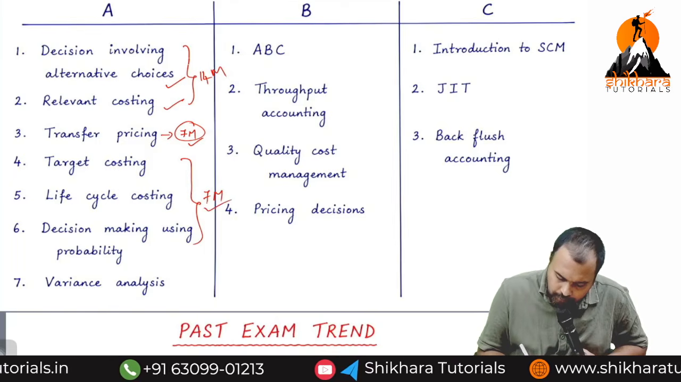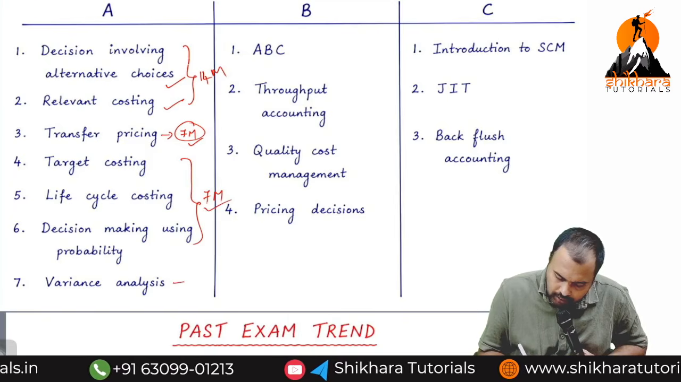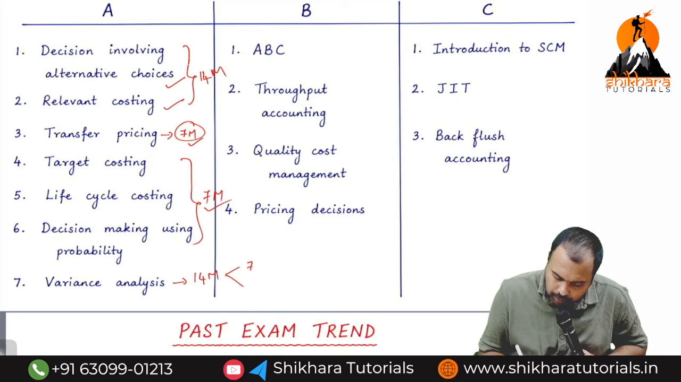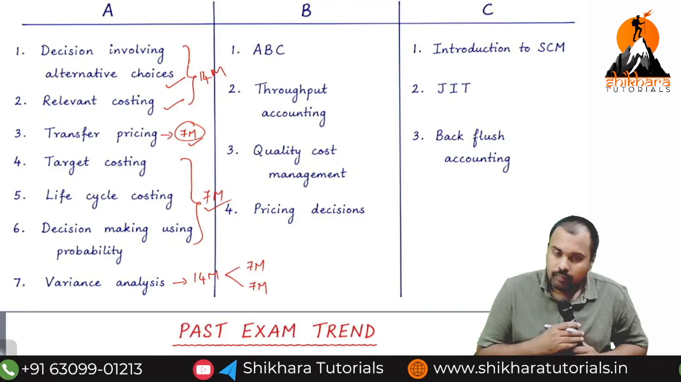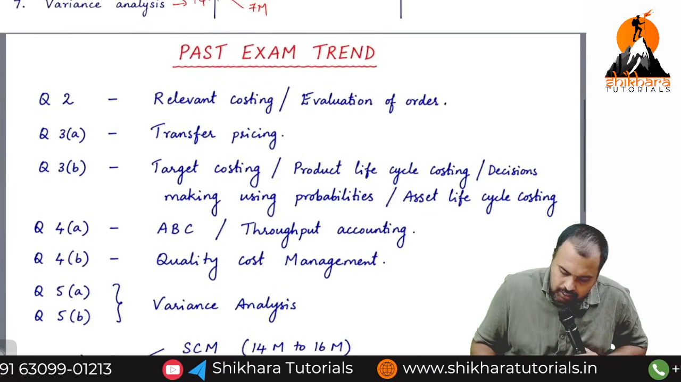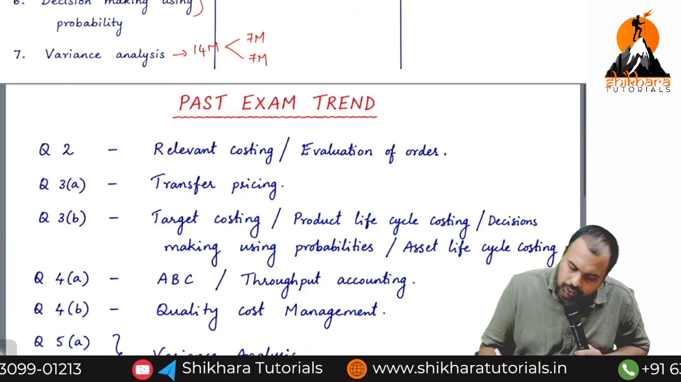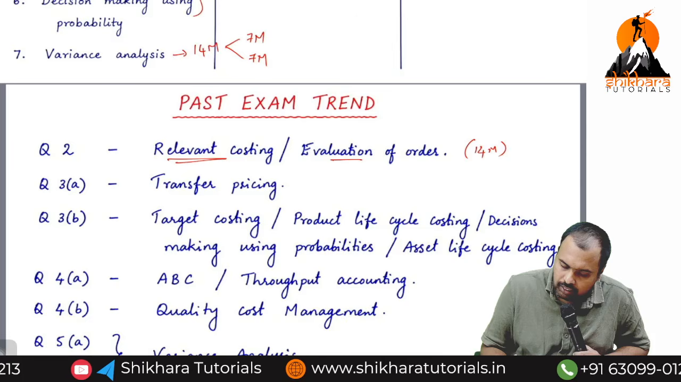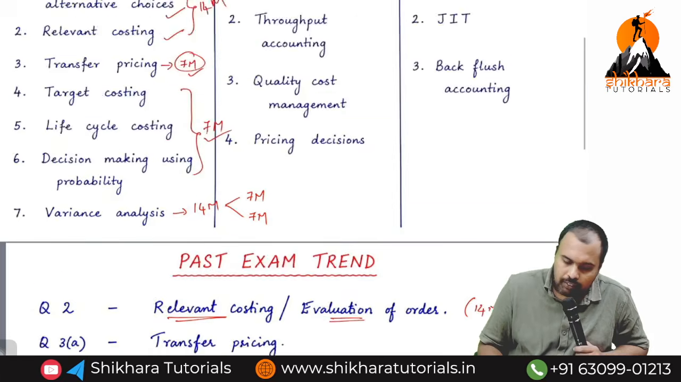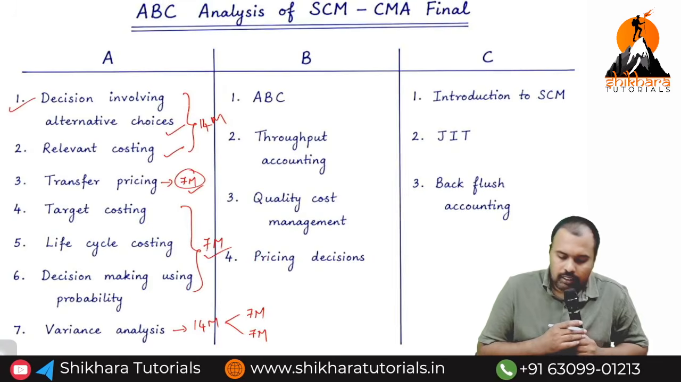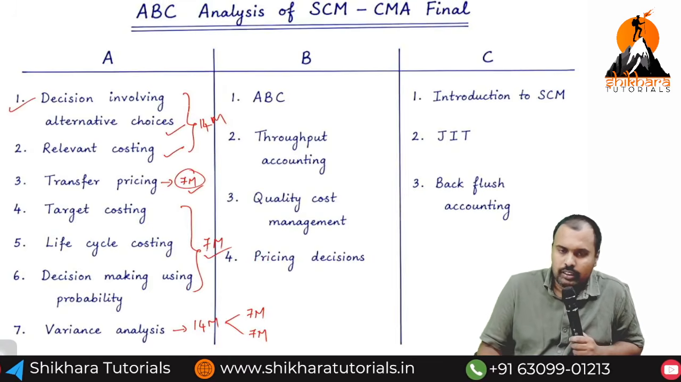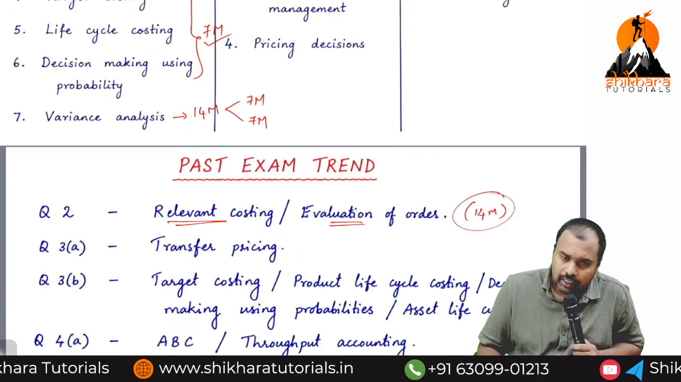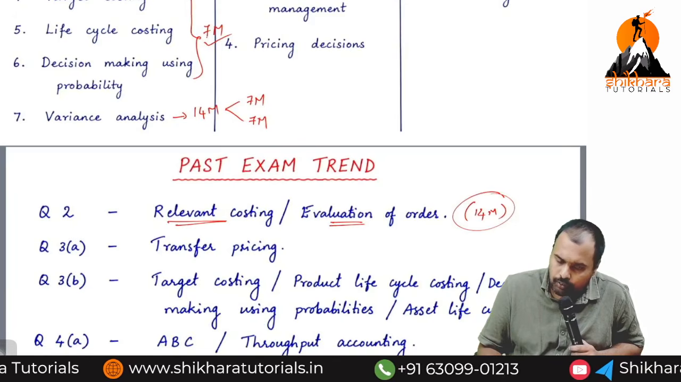And finally, from variance analysis, you may get either a straight 14 marks question or else two 7 marks questions. Clear? If you see the past examination trend, question 2 for 14 marks, you may get from relevant costing or evaluation of orders. Evaluation of order questions you can see in decisions involving alternative choices. Clear?